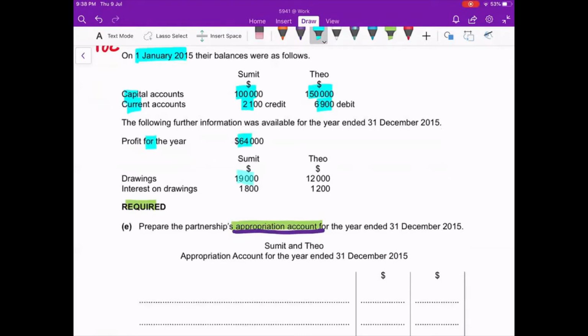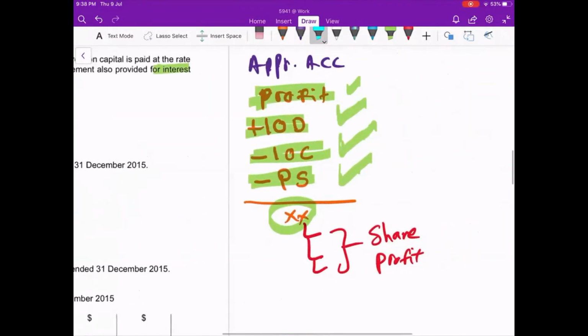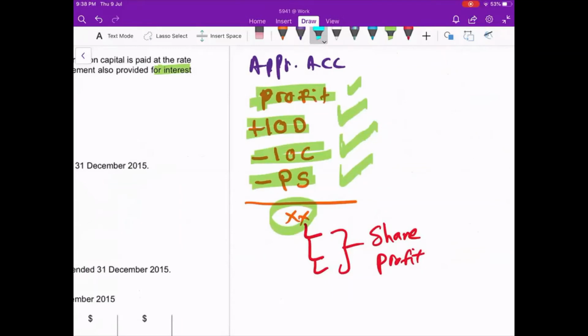Yes, can you see now? Drawing and interest on drawing, both they give you. In drawing and interest on drawing, they already give me. So now I want to prepare the appropriation account. So recap back. What is the format for appropriation account?